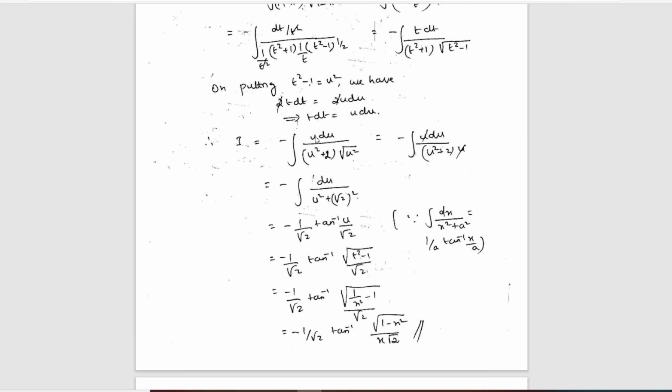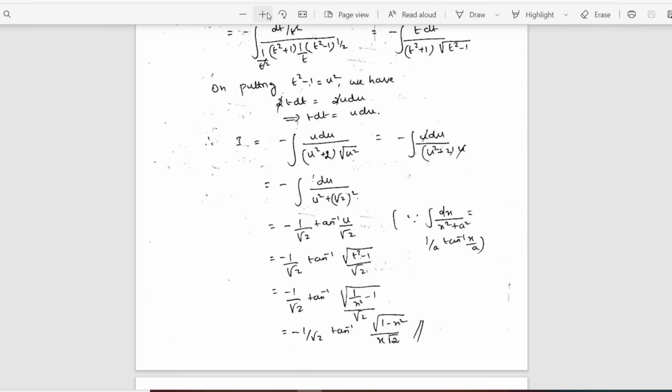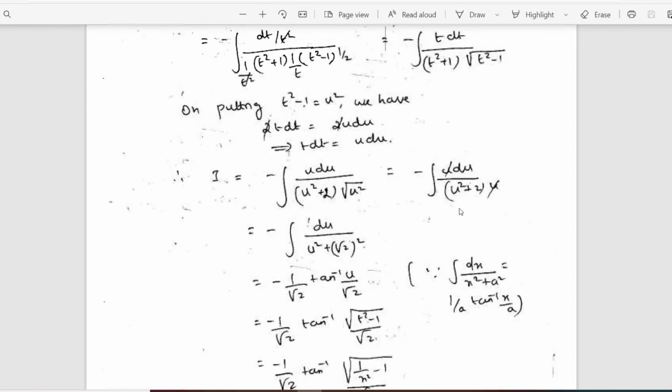So this becomes u du by (t square plus 1). What is t square from this equation? u square plus 1. So u square plus 1 into square root of u square. The square root of u square is u, cancelling u. So du by u square plus 2, and this 2 can be written as root 2 the whole square. So this is of the form integral dx by x square plus a square.